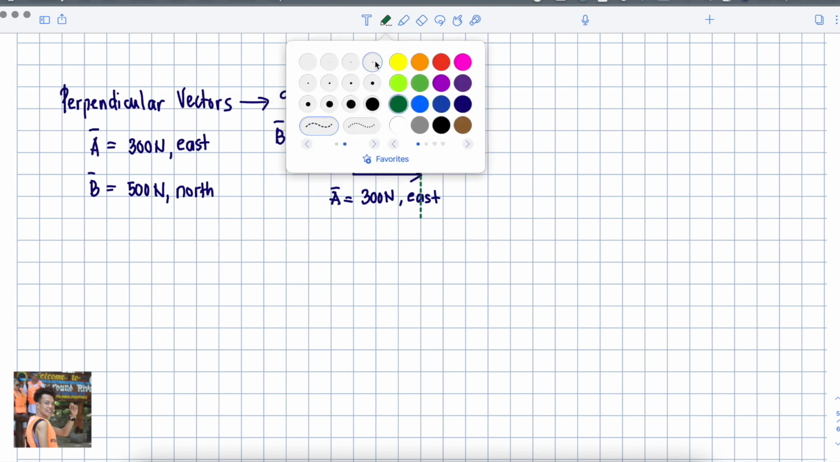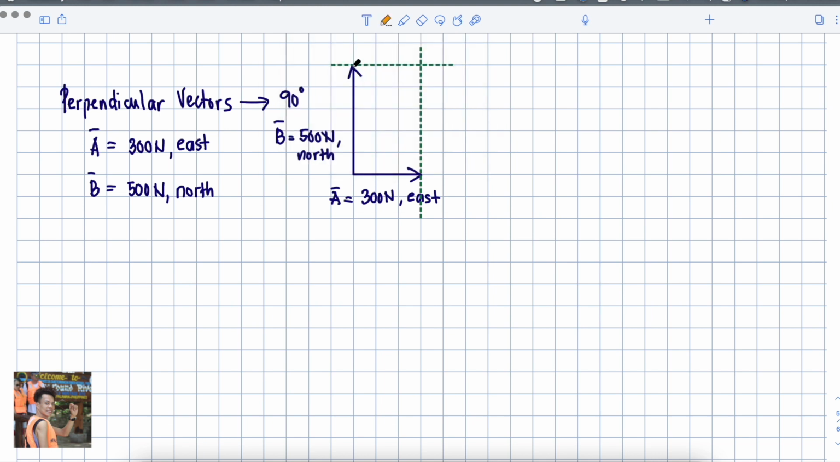Now, we could trace a parallelogram. In this case, it is actually a rectangle. Now, let's draw the diagonal of that parallelogram that represents the resultant vector R. The red broken line now represents our resultant vector R.